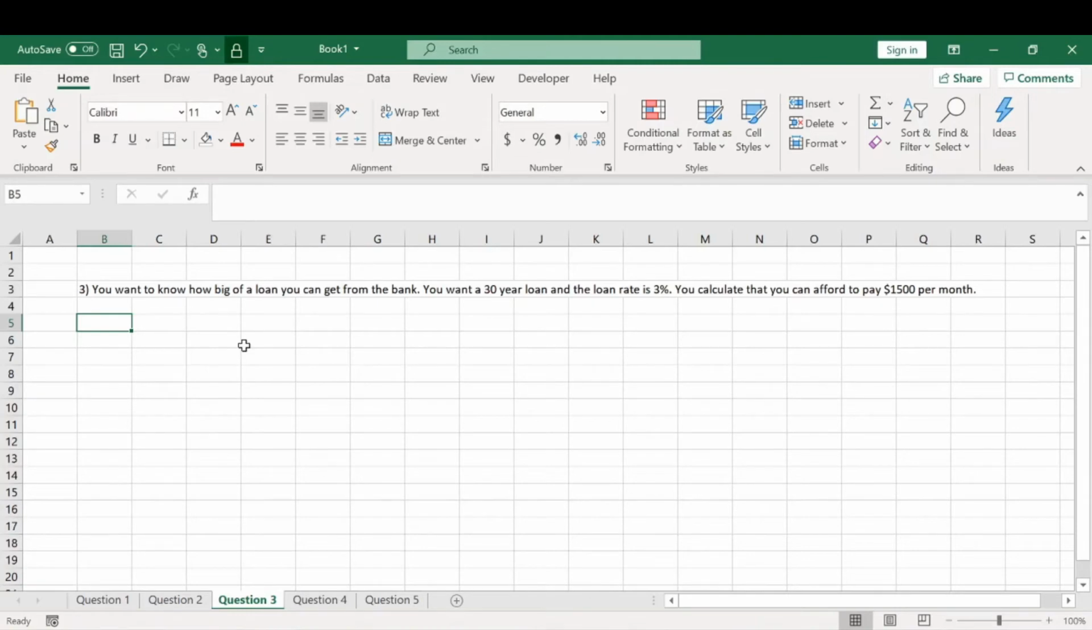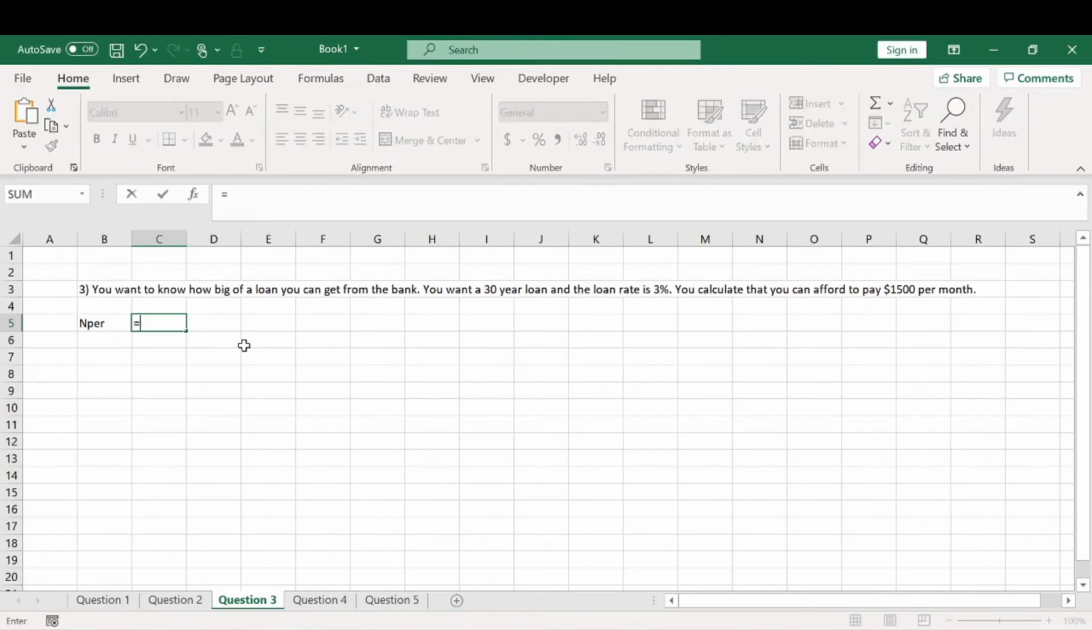from the bank. All right, so you're looking for a loan. You want a 30-year loan, and the loan rate is 3%. So you have an interest rate on the loan of 3% for 30 years. So you calculate, based on your budget, that you can afford to pay $1,500 a month on this loan or this mortgage. So we know the number of periods to be 30 years.